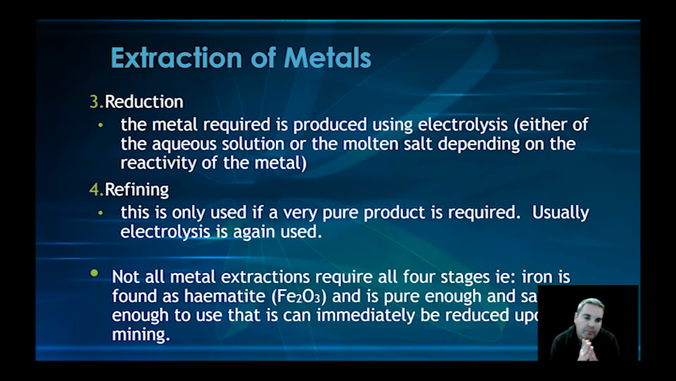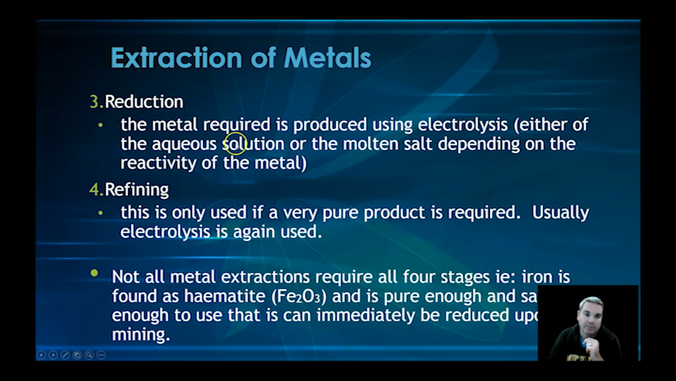The final step, once you've done your reduction, either of the aqueous or the molten solution, is the refining process. Okay, refining is sometimes if you need to purify. Normally when you do your electrolysis, if you've gone through and got rid of your impurities reasonably well in the first stages, the product you'll get at your cathode is reasonably pure and you can just use it. Sometimes though they will use electrolysis to just refine it and get a very high quality pure metal, because if you've got impurities in there, it can lower the quality of it. So it's used rarely, but it is sometimes used.